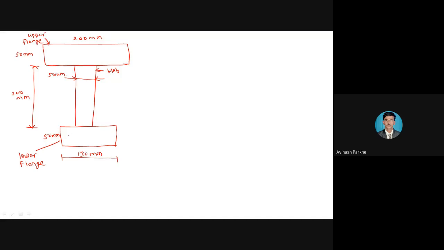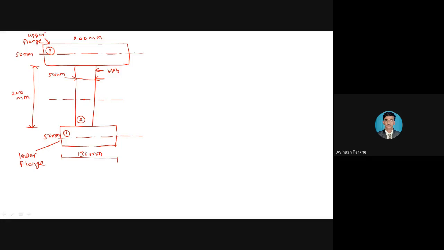The bottom rectangle is called section number 1. Then the vertical rectangle is called section number 2, and the third rectangle is called section number 3. Okay, so these are the figures. This is the center line of section number 3. This is the center line of section number 1. Similarly, this is the center line for section number 2. So this is the figure.